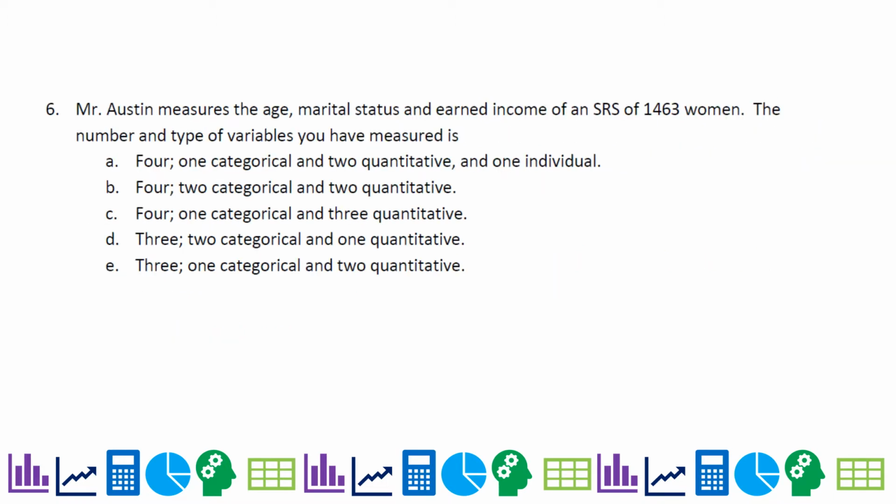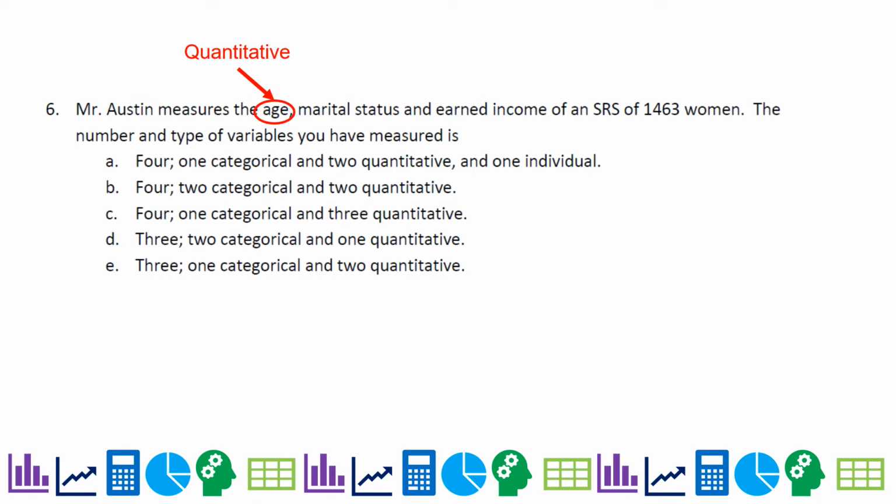Okay, Mr. Austin measures the age, marital status, and earned income of an SRS. So I haven't taught you what that is yet, sorry. That's a simple random sample of 1,463 women. The number and types of variables you have measured is, and so let's find out, what are we measuring? We're measuring age. And what kind of variable is that? It's a number. It's quantitative. We're also seeing their marital status.